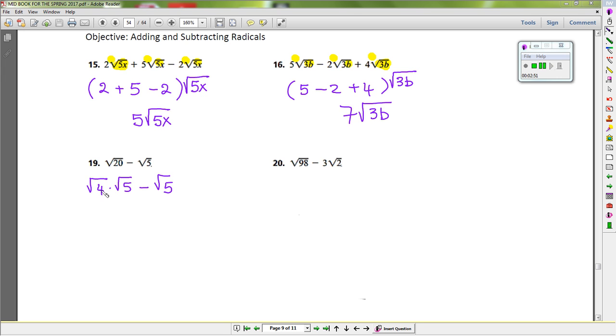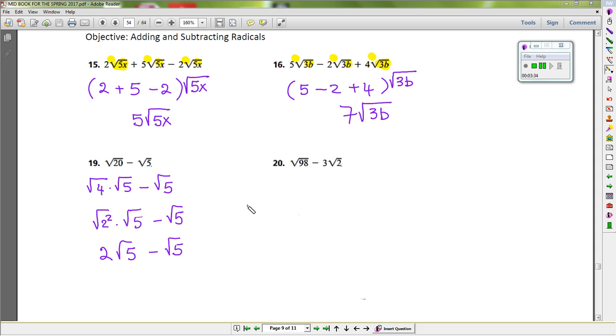And next we can continue. The square root of 4 will give us 2. So this is 2 times the square root of 5 minus the square root of 5. You don't see the index, but by default the root here will be 2. So if you write it as a fraction, it would be 2 over 2. That just gives you 2 times the square root of 5 minus the square root of 5.